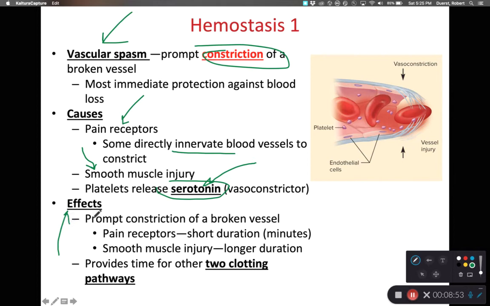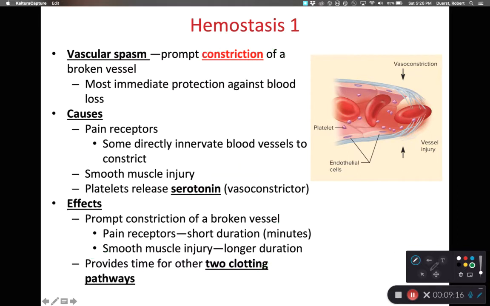So what happens when we have that happen? We have the blood vessel get smaller in diameter. The pain receptors can cause vasoconstriction for a few minutes. Smooth muscle injury can cause tens of minutes to up to an hour. And that provides us just enough time for the other 2 clotting pathways to get their act together and plug the hole.